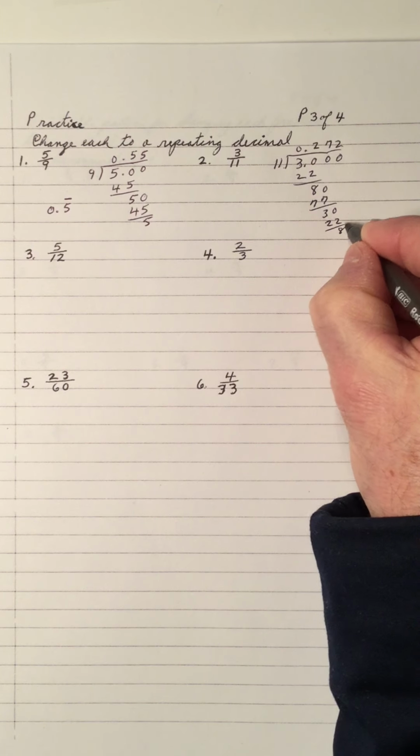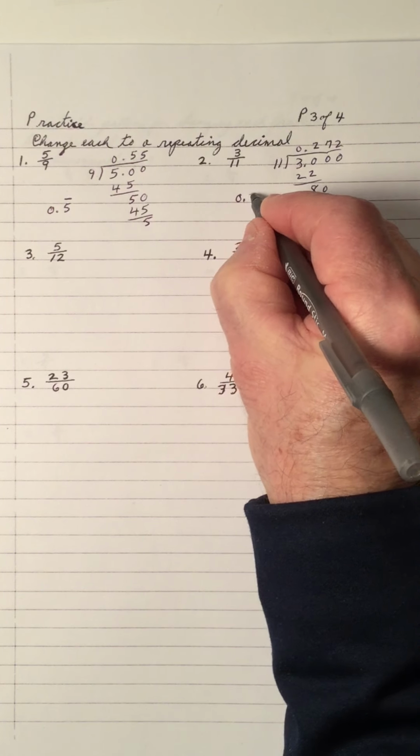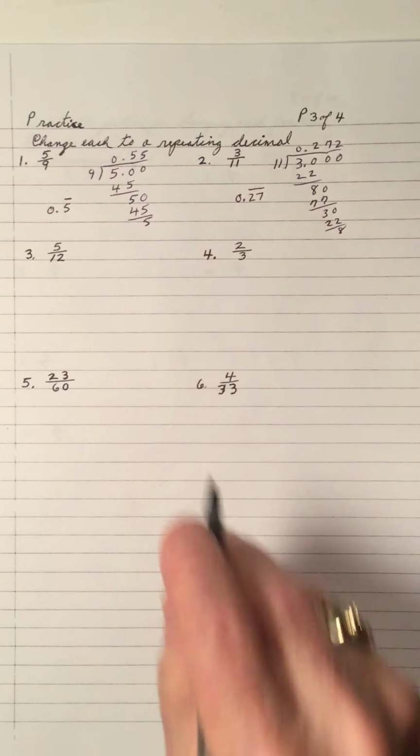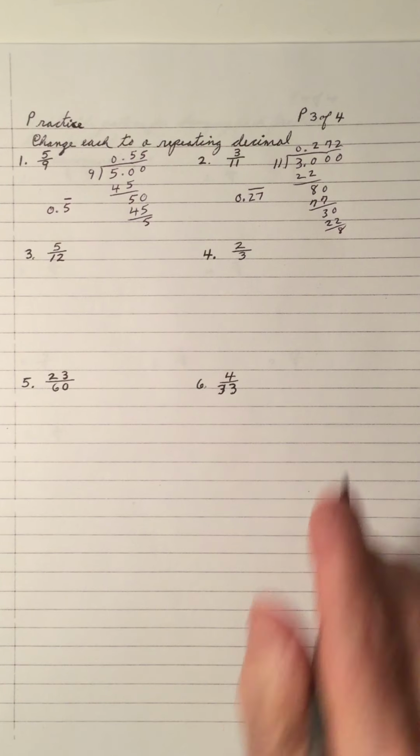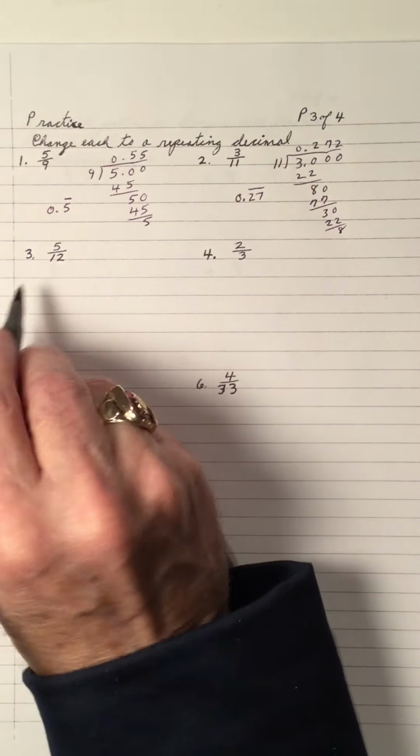22 and we get an 8. So it's decimal 0.27. The 27 is going to repeat.